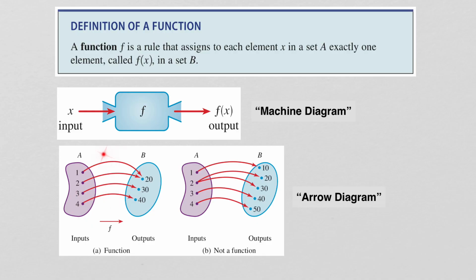Now, we don't know what the mechanism is, but we can see from this diagram that each one of these numbers gets assigned these numbers.